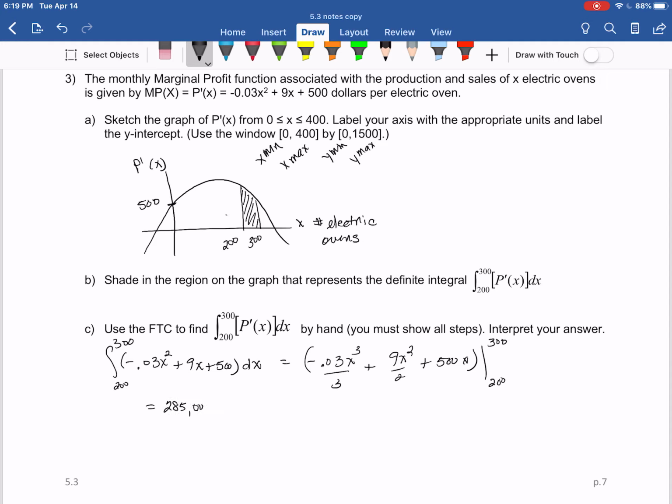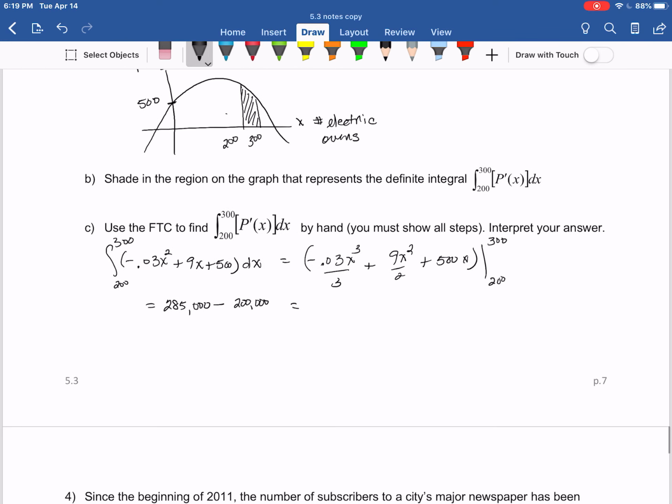285,000 minus 200,000. You can check your math on that. If you pause the video, you can double check that. Subtract those two numbers, you get 85,000. All right, now this is no longer marginal. This is total. This is the profit we are going to earn if we produce and sell from 200 to 300 electric ovens. We earn this much in profit from the sale of that quantity of units.